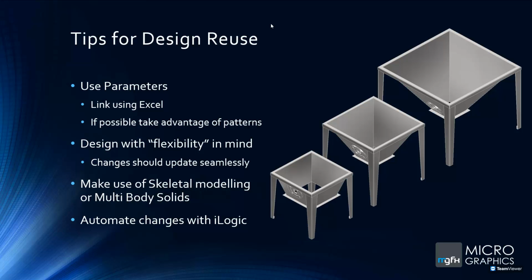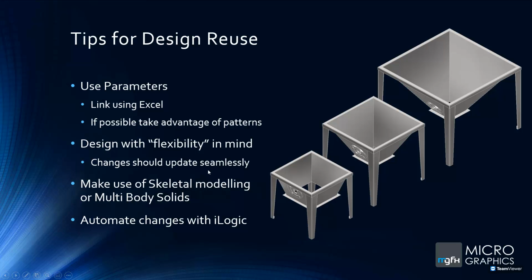Being able to make changes to the design and have the design update quickly is key to this process working properly. You want to be able to quickly just change a few parameters and have that design update. Making use of skeletal modeling or multi-body solids will go far in helping in this process. This hopper that I have here is created using skeletal modeling. So I have a single Excel spreadsheet linked to a single part file that is the seed that creates all the other components. And so everything's linked back to that one spreadsheet. I can change all the various values in the hopper to update the geometry just from that spreadsheet.